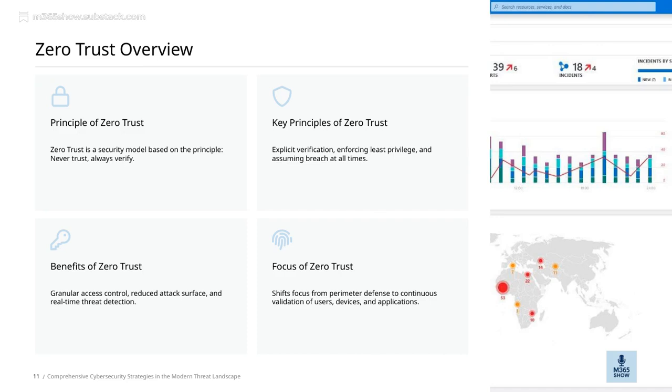The key principle here is simple but powerful. Zero Trust is a security model based on the idea of never trusting and always verifying. This approach helps us build a resilient defense system that adapts to today's complex threat landscape.